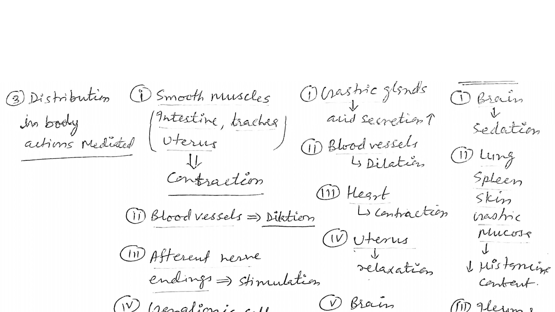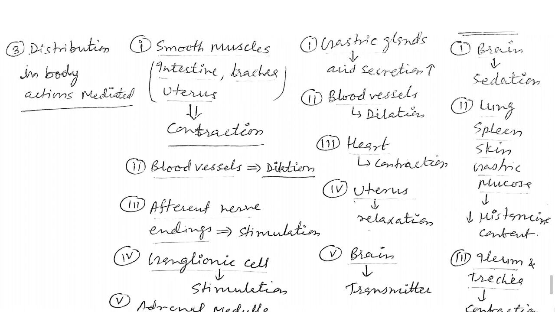And lastly, we are discussing the distribution of the H3 receptors in our body. They are present mainly in the brain, as I have told you. Mainly they are present in the brain and responsible for sedation. Sedation means you become relaxed. They make our brain relaxed, and we feel sleepy.